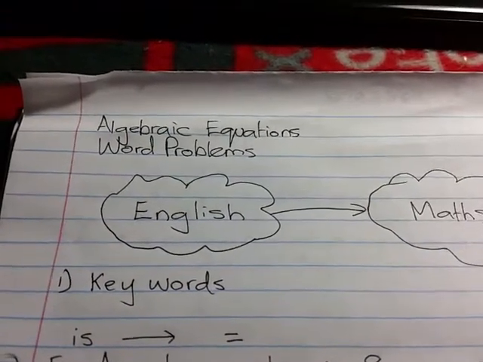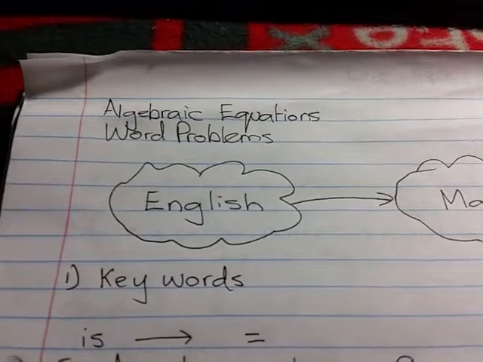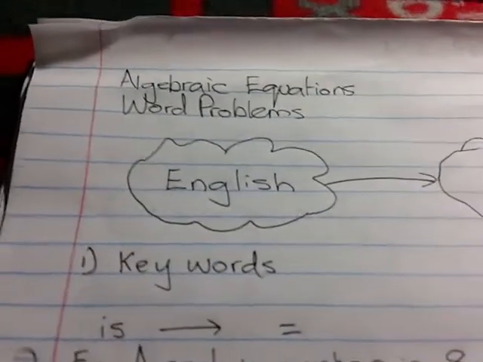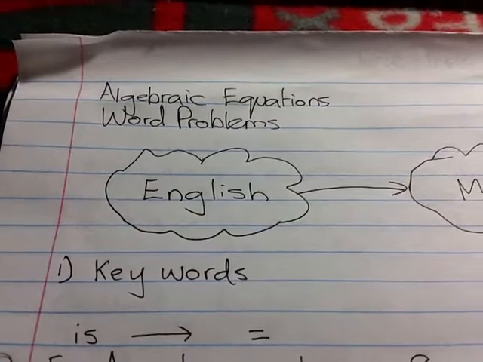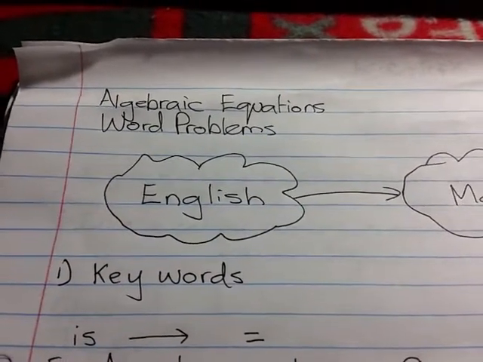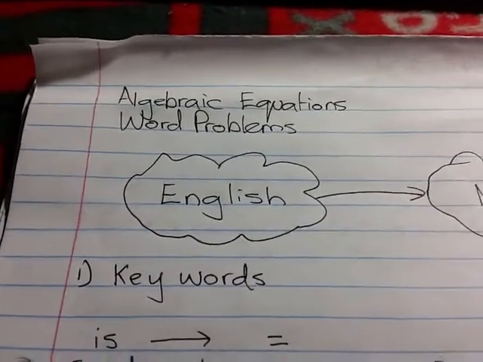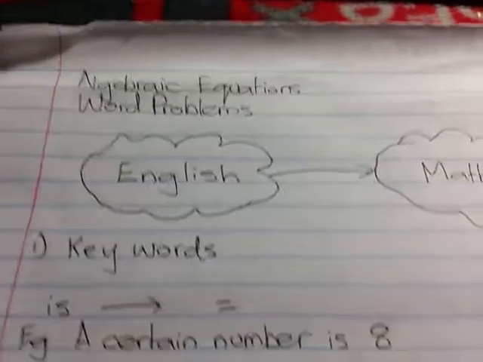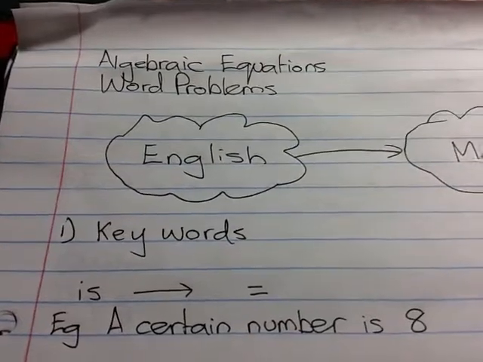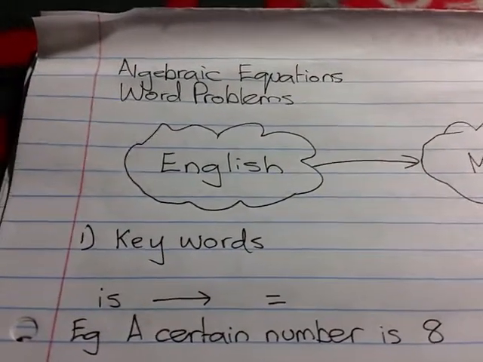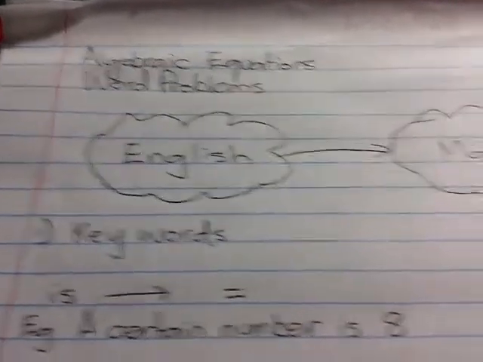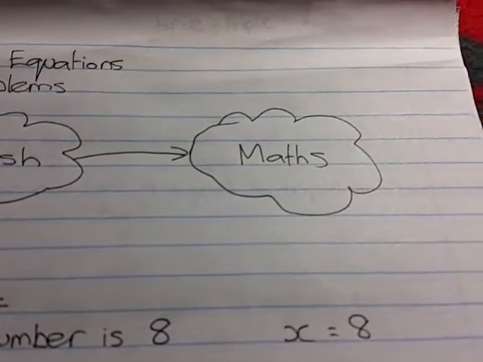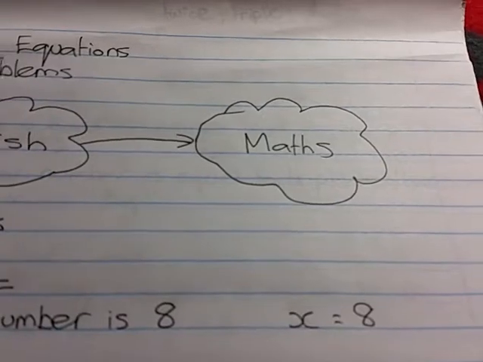So the first thing I want to show is literally "is". If you see the word "is" in the word problem, that basically refers to an equal sign, or is usually giving the result if it's by itself. So for example, a certain number is 8. So in mathematics, you can just simply write that as x equals 8.